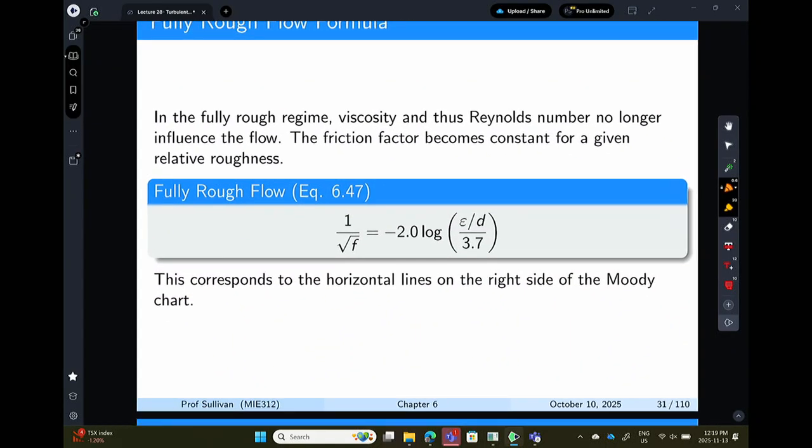In fully rough flows, viscosity and the Reynolds number, because again, Reynolds number back in chapter 5 is inertia over viscosity, no longer influence the flow, and the friction factor becomes constant for a relative roughness. And that function just becomes 1 over square root f equals minus 2 log of epsilon over d over 3.7. And this corresponds to horizontal lines on the right side of the Moody chart, which I still haven't shown you.